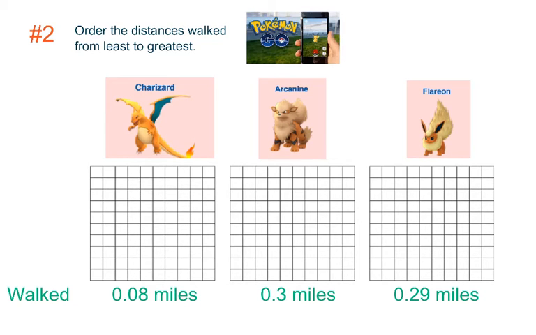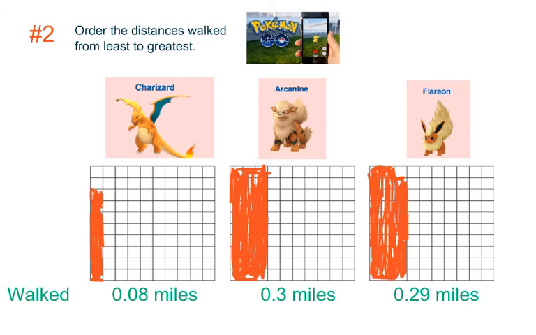So Charizard was 8/100ths of a mile away, while Arcanine was 3/10ths of a mile away, and then Flareon was 29/100ths of a mile away. So we want to see from least to greatest where these Pokemon characters were. So I'm going to use the decimal grid to just fill them in, and the one that has the fewest squares filled in is going to be the least, and the one that has the most squares filled in is going to be the greatest. So let me go ahead and fill those in really quickly.